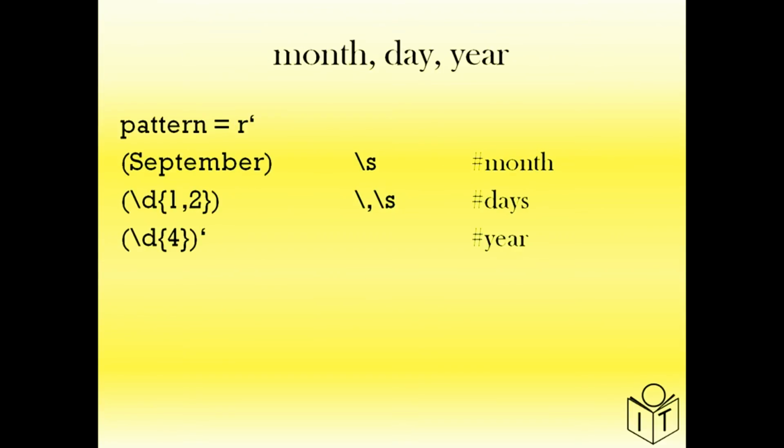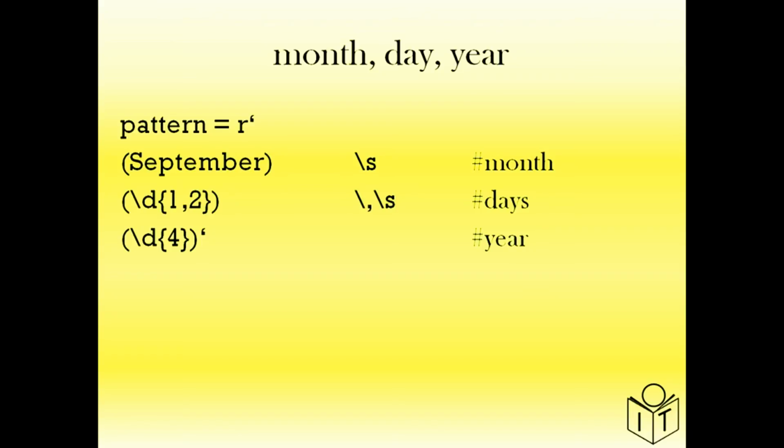So the pattern, we've got the month, which in this case is just September. We've got a space. Then we've got the days, which is either 1 or 2 digits, followed by a comma, then a space, and the year is just 4 digits. So that's the pattern. Notice we've used the R flag, and also we've used the bracket, so that's very important. So that's the pattern we're going to find.